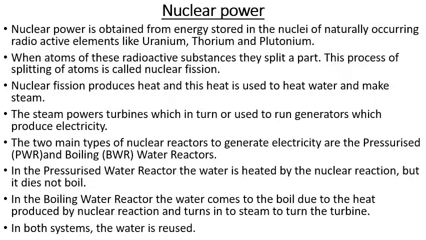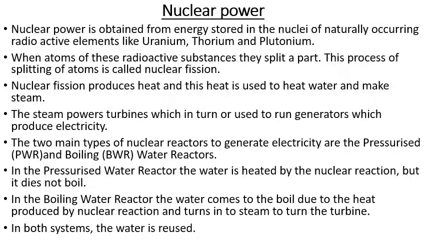Nuclear power. Nuclear power is obtained from energy stored in the nuclei of atoms of naturally occurring radioactive elements like uranium, thorium and plutonium. This is very important. From where does the nuclear power obtain? Nuclear power is obtained from energy stored in the nuclei of atoms of naturally occurring radioactive elements like uranium, thorium and plutonium.